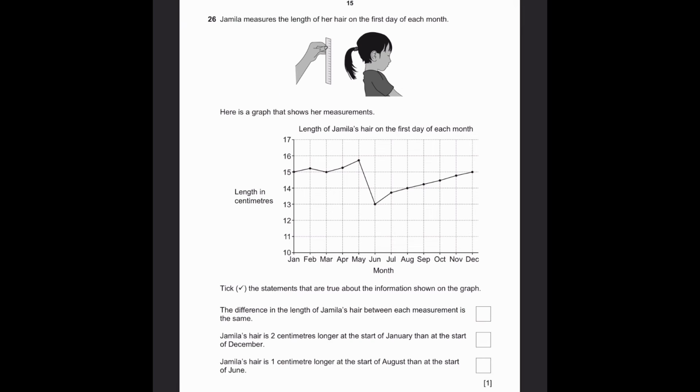Jamila's hair is 2 centimeters longer at the start of January than at the start of December. We can see that it goes from 15 at the start of the year, and at the end of the year, December 1st, we can see, is still 15, so that's also wrong. Jamila's hair is 1 centimeter longer at the start of August than at the start of June. You can see that at August it's 14 and June it's 13, so finally we got the correct answer.